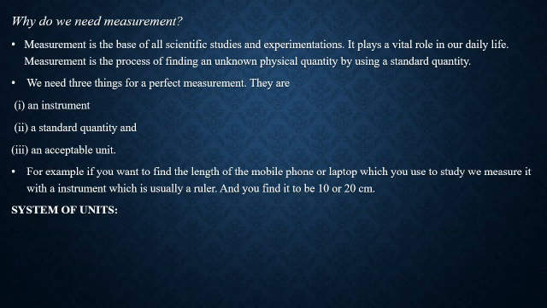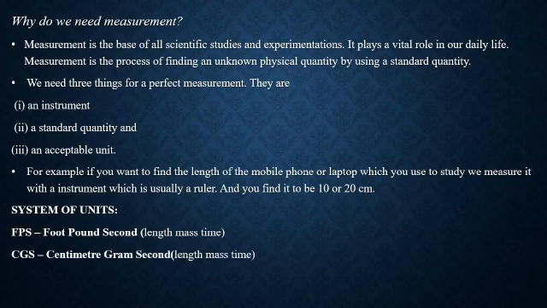Now let's see some system of units. You have FPS, CGS and MKS. FPS stands for foot pound second, CGS stands for centimeter gram second, MKS stands for meter kilogram second. So you can see that all the three are going to give me the same three quantities. They are length, mass and time but in different names. These three quantities was earlier used as a system of units.